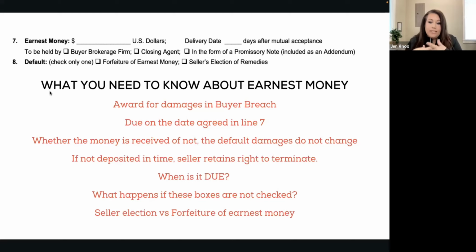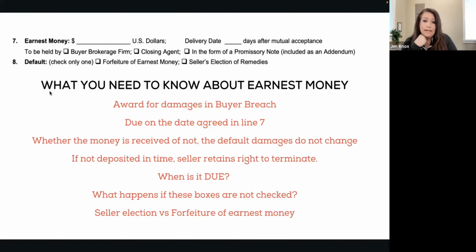We want to make sure that we are writing the date that we want this earnest money delivered. The delivery date that we write here is the date that it is actually deposited in the account that it's going to. Is it going to go to the closing agent? Is it going to be held by the other firm? Wherever it goes, it needs to be there, deposited, check cleared by the date of delivery.